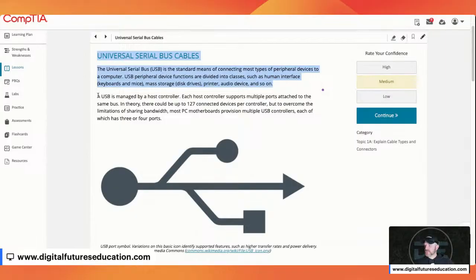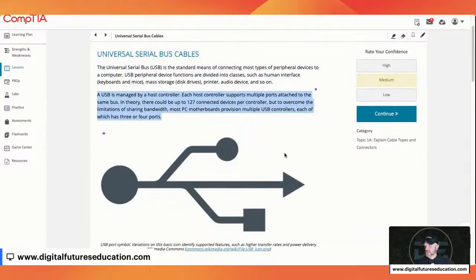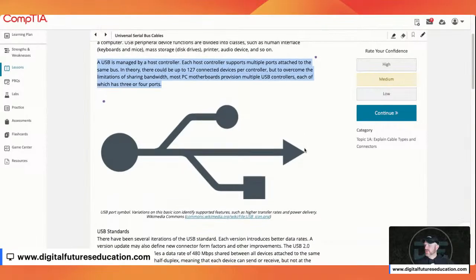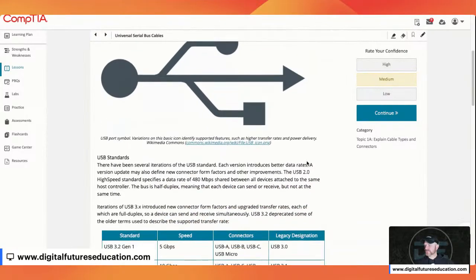A USB is managed by a host controller. Each host controller supports multiple ports attached to the same bus. In theory, there could be up to 127 devices per controller, but to overcome the limitations of sharing bandwidth, most PC motherboards provision multiple USB controllers, each of which has three or four ports.